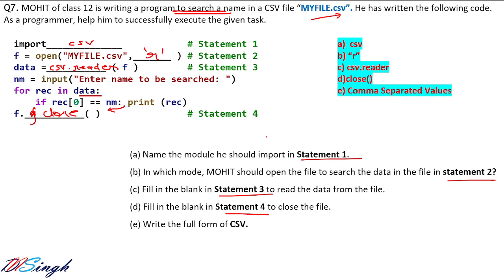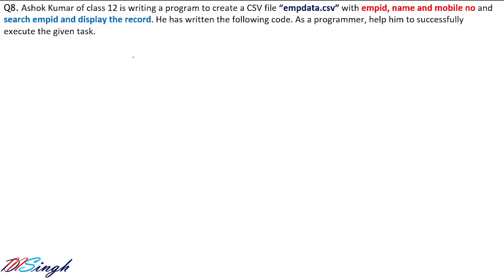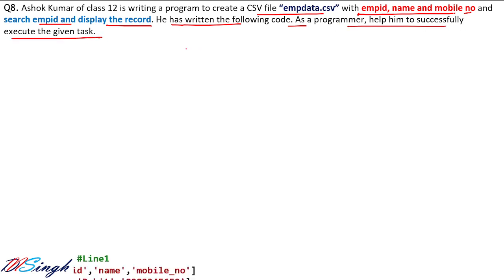I hope you understood this question. Let us move to the next question. Here you have Ashok Kumar of class 12th writing a program to create a CSV file, emp data.csv, which has these three things inside it. What are those? EMP ID, name, mobile number, and search EMP ID and display the record. So what is it going to do? Search based on EMP ID and display the record. He has written the following code as the programmer. Help him to successfully execute the task.